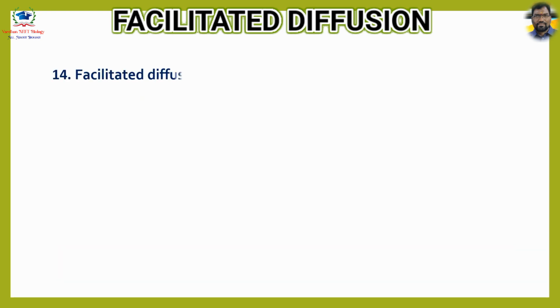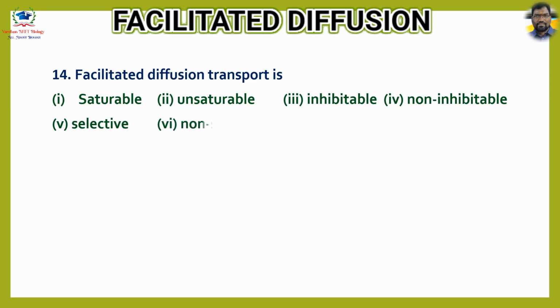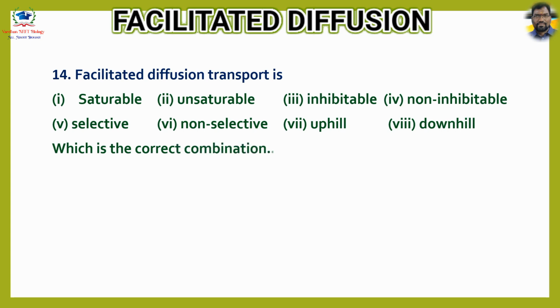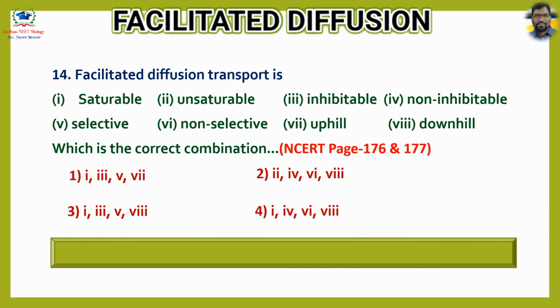Question number 14. Facilitated diffusion transport is 1. Saturable, 2. Unsaturable, 3. Inhibitable, 4. Non-inhibitable, 5. Selective, 6. Non-selective, 7. Uphill, 8. Downhill. Which is the correct combination? Options are 1. 1, 3, 5, 7. 2. 2, 4, 6, 7. 3. 1, 3, 5, 8. 4. 1, 4, 6, 8. The answer is option 1. 1, 3, 5, 7. Saturable, inhibitable, selective, and uphill.